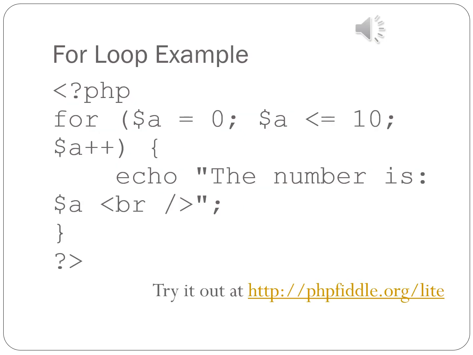Here's a for loop example. Make sure you try it out. Try replacing the 0 with 5. Try replacing the 10 with 55. Try replacing the $a++ with $a = $a + 5, with dollar symbols, of course.